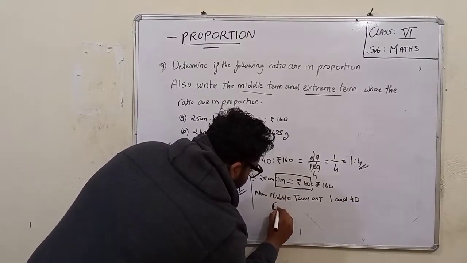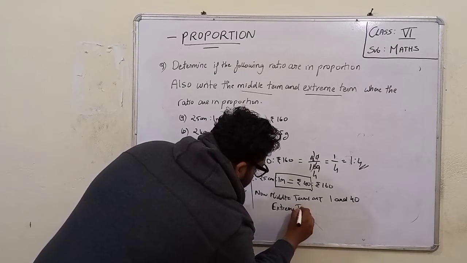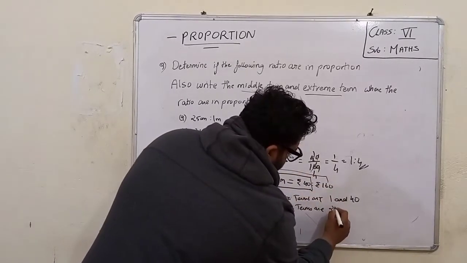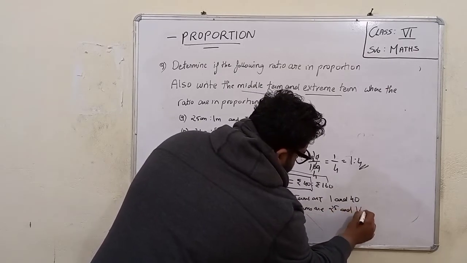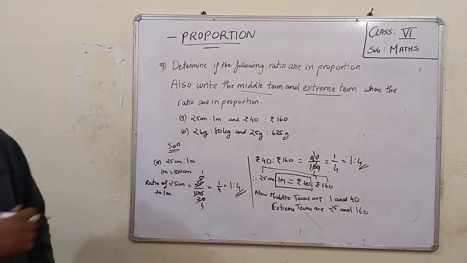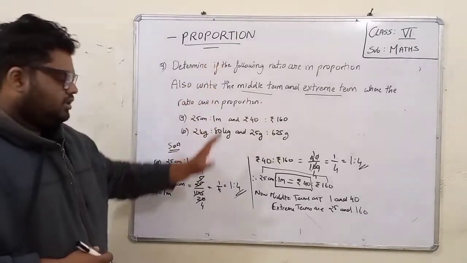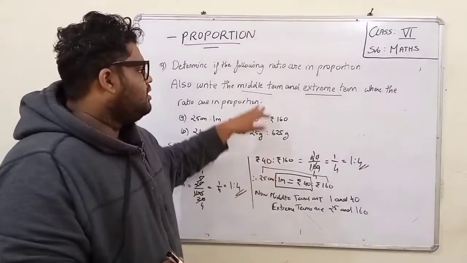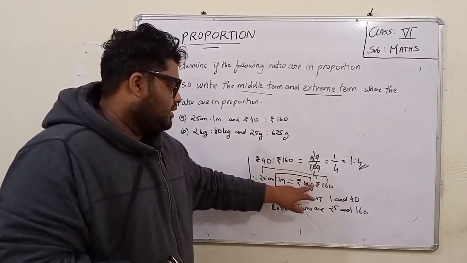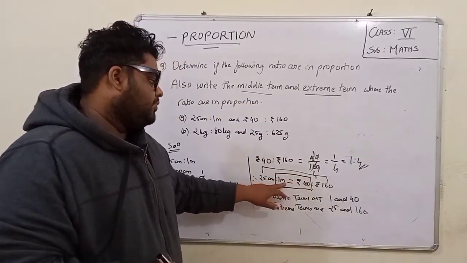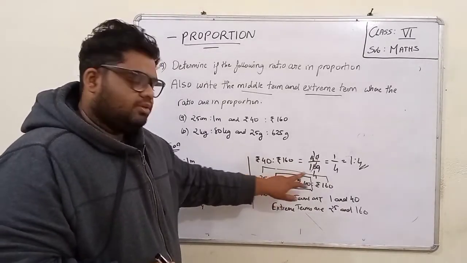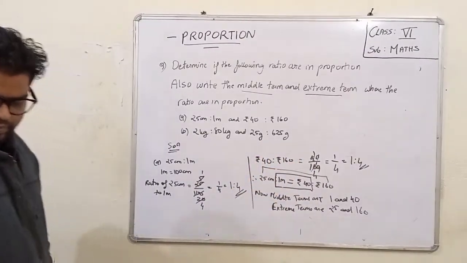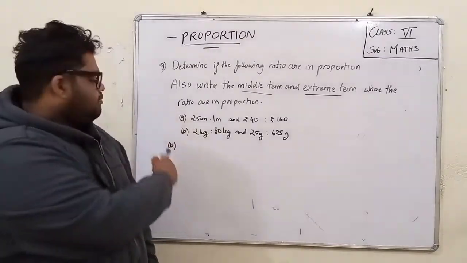And what are the extreme terms here? Extreme terms are 25 and 160. Okay, this is how we find. First we have to evaluate it, then we have to find whether they are in proportion or not. If they are in proportion, we have to find the middle terms, that is the terms inside, closer to the equal side, and the rest, the two numbers, are the extreme terms. Now the B part.